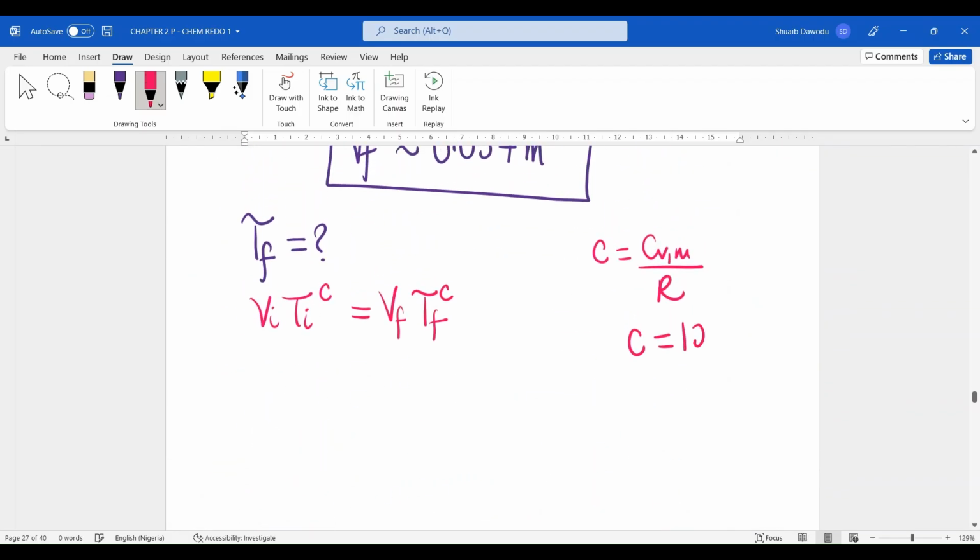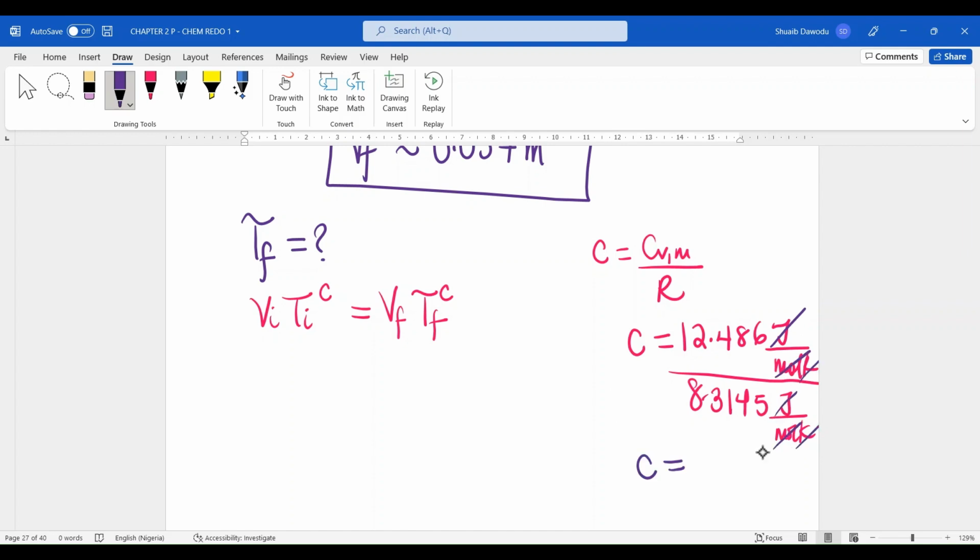So we have 12.486 joule per mole Kelvin divided by the gas constant, which we know to be 8.3145 joule per mole Kelvin. Of course, you cancel out the units: the joules, the mole, the Kelvin. So C becomes 12.486 divided by 8.3145, and that is simply 1.502.